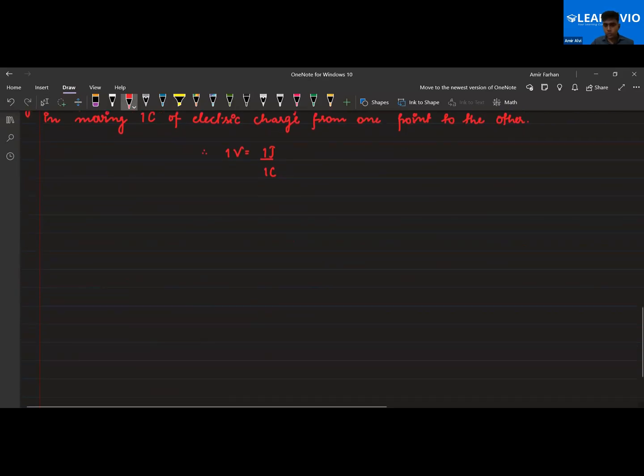Okay, now let's do a question based on the electric potential topic. There will be no numerical from the electric potential. The numerical will come from the potential difference, because there is no numerical in the electric potential. Only definition is there. They might ask you the definition, SI unit, or the nature of quantity, whether it would be scalar or vector. Now let's do this question.